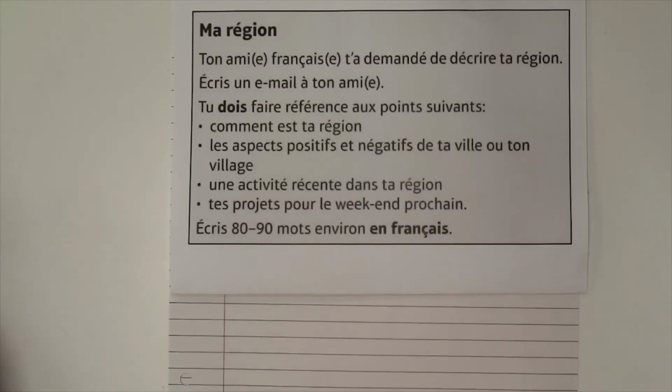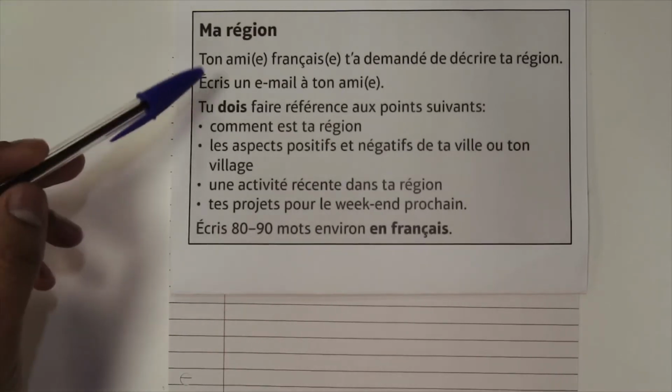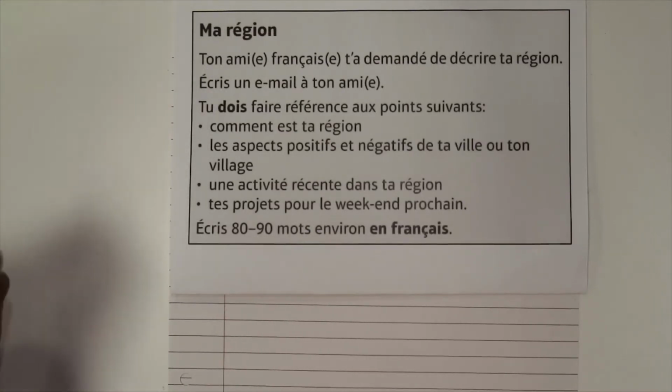When planning for the 80 to 90 word task on the foundation paper, it's imperative that you work out, first of all, what the 4 bullet points mean. Now, it doesn't matter what the topic is. For example, this one is ma région. It could be about school, it could be about hobbies. It doesn't matter what the topic is. The 4 categories of the bullet points will always be the same. The only thing that will differ is the actual meaning of them related to the topic.